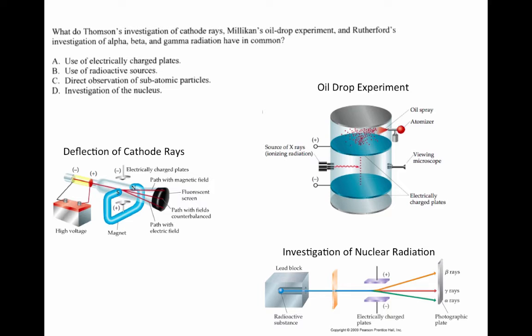If we look a little bit more closely at the choices, let's be clear. It says in C, direct observation of subatomic particles. All three of these experiments are involving, in some way, subatomic particles, but we're not directly observing them in, let's say, the oil drop experiment. Instead, we're seeing how an oil drop can be suspended. We're not actually seeing the electron. So we want to be careful because this is using the language of observation versus inference, which is another one of our learning objectives here.